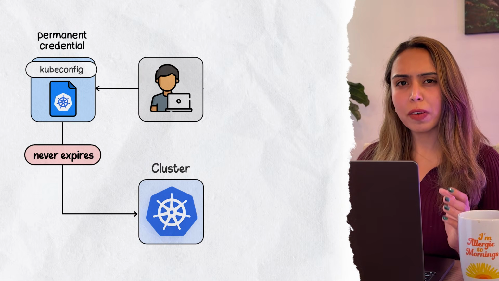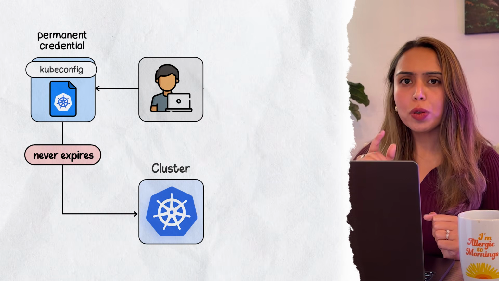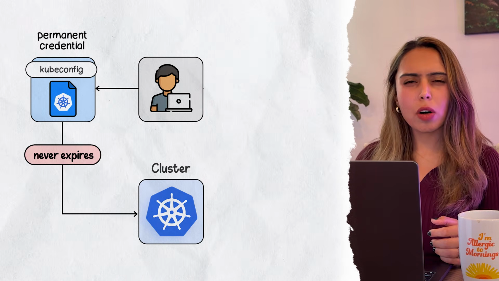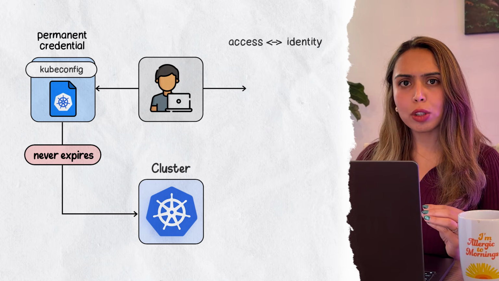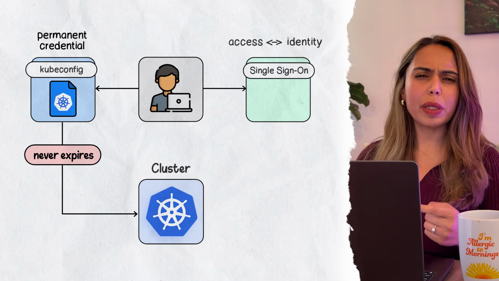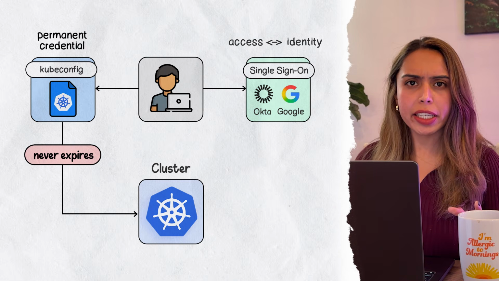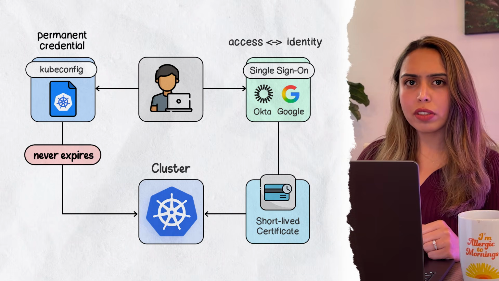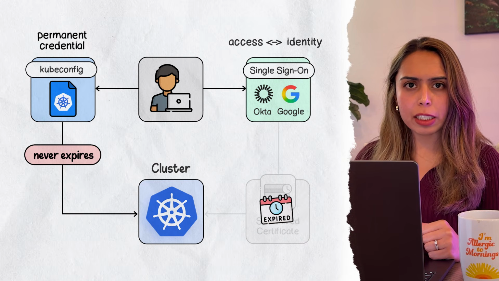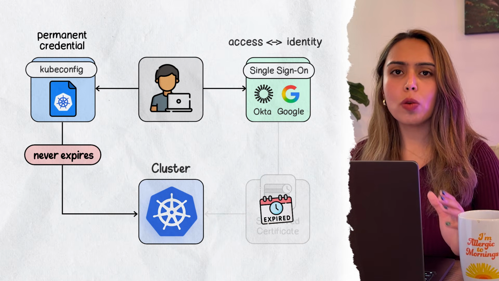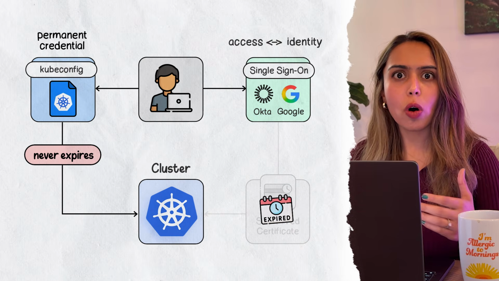Instead of giving someone a file they can carry forever, you tie their access to identity. Now, how can you do that? You authenticate through your existing SSO. This could be Google, Okta, whatever you already use. The user receives a short-lived certificate, and whenever the certificate expires, so does your access. So no permanent credentials to rotate or chase down.